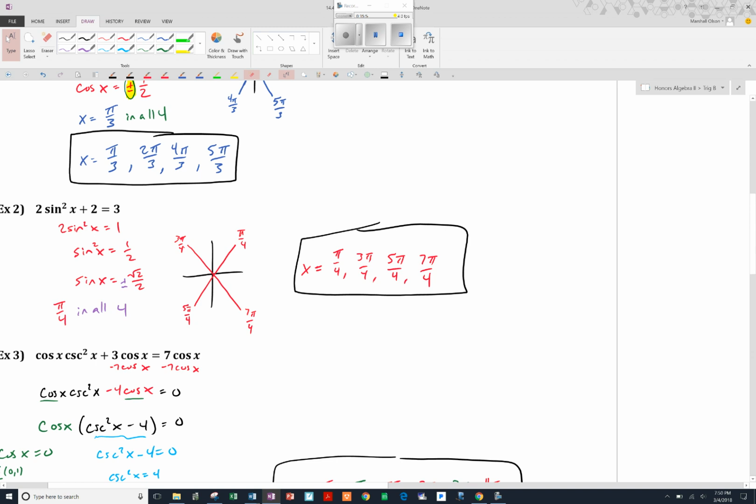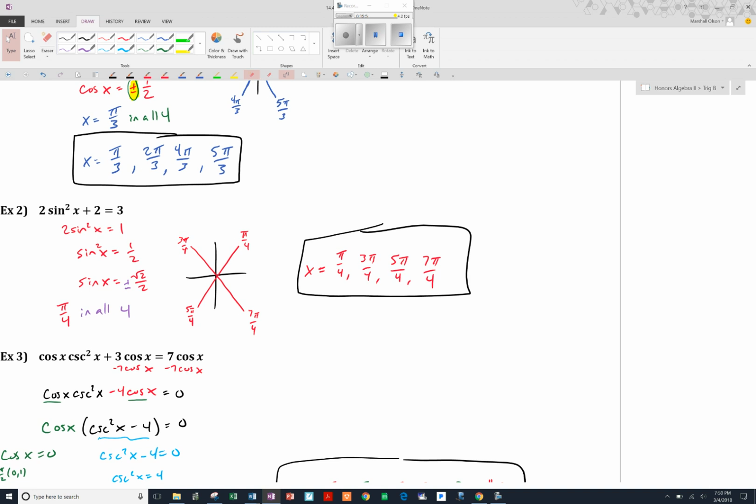Let me take a look at example 2 on the front side. We're going to take a look at example 2, which was solving on the interval, and we're going to change it to solve generally. Okay, we already have all the work done for us here. We have the 4 answers in one trip around the unit circle.